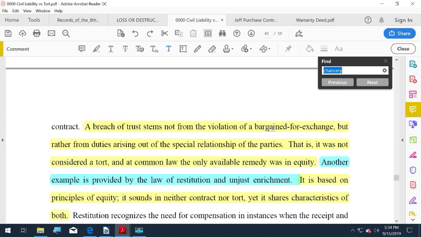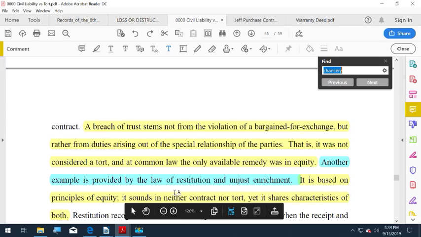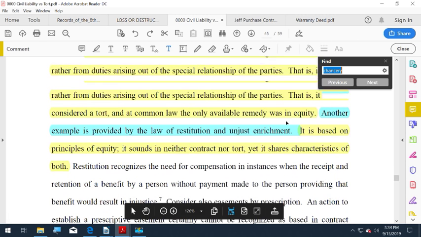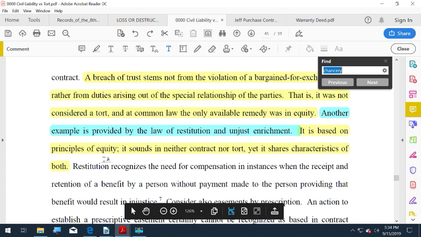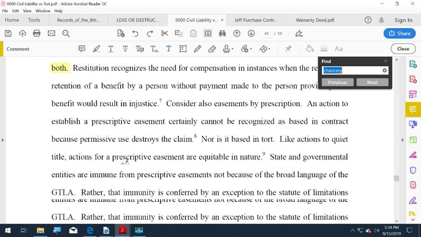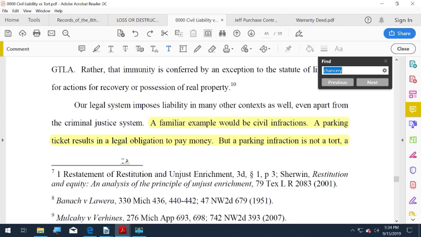Another example is provided by the law of restitution and unjust enrichment. It is based on the principle of equity. It sounds in neither contract nor tort, yet it shares characteristics of both. Right? It is based on the principles of equity. And that court is the Court of Chancery, or now called the Circuit Court in Chancery Division. And to go there, you need to take a bill of complaint because that's what they're looking for.